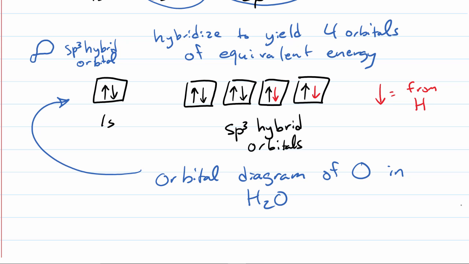Inner shell ones can be used, and the ones that use inner shells are the transition elements. Transition element chemistry is typically not a first semester or first year topic, but transition elements do actually use inner shell orbitals. Good question. Anybody else?